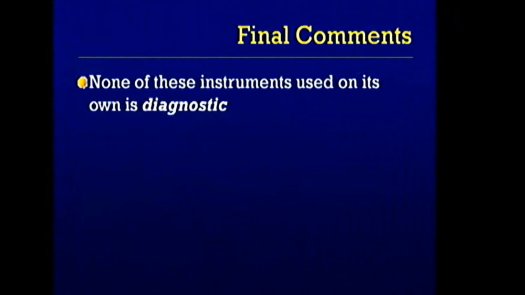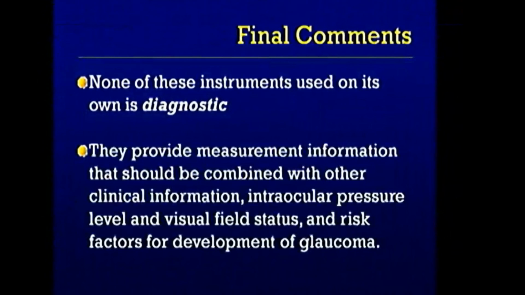When you examine your patient, you assess the optic nerve, and you have an idea. Glaucoma is all about probabilities. How likely is this patient to have glaucoma? There is no one test which will tell you in early disease that a patient has glaucoma. It's a clinical decision. So these devices provide you with some information that you should combine with other information in your clinical exam to figure out your management.